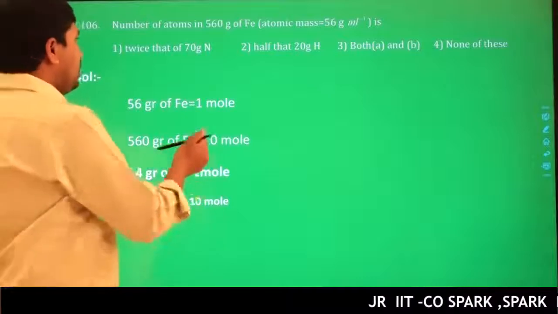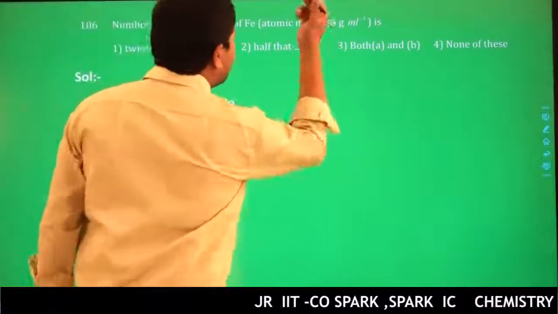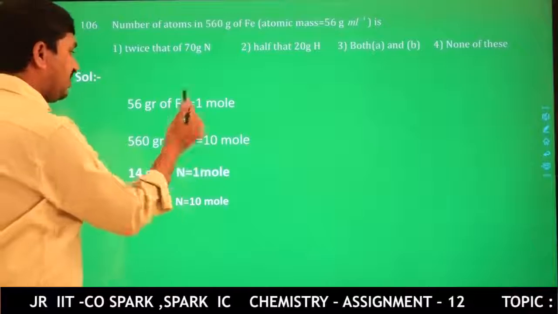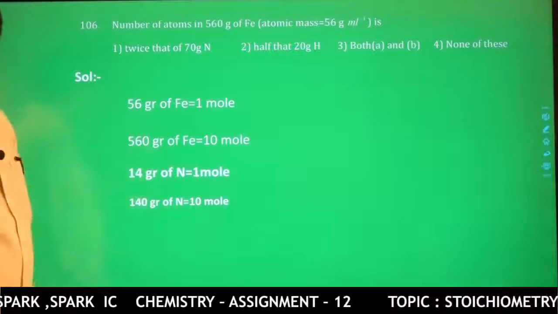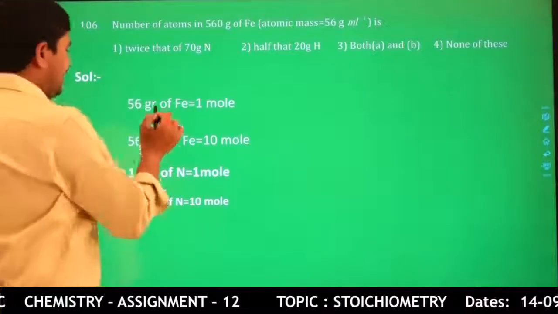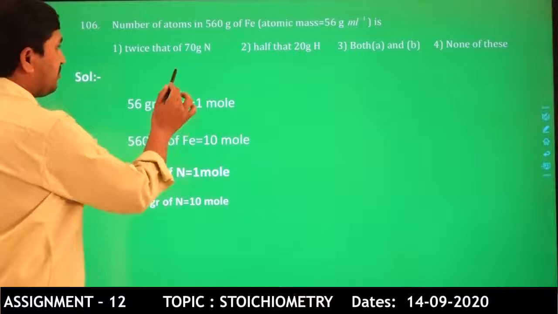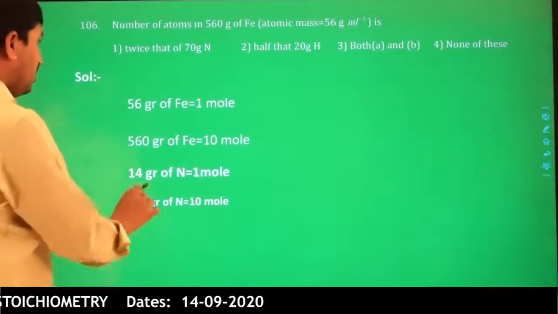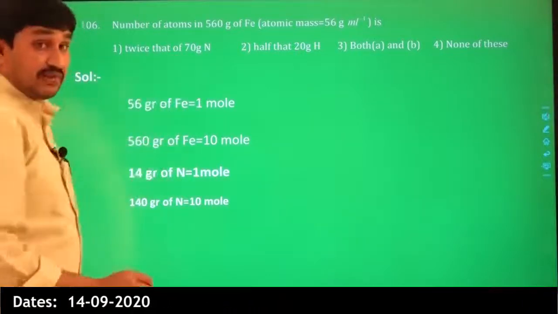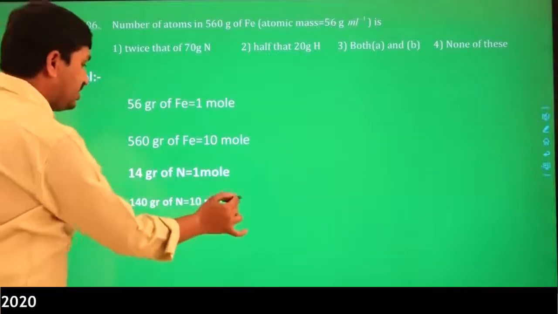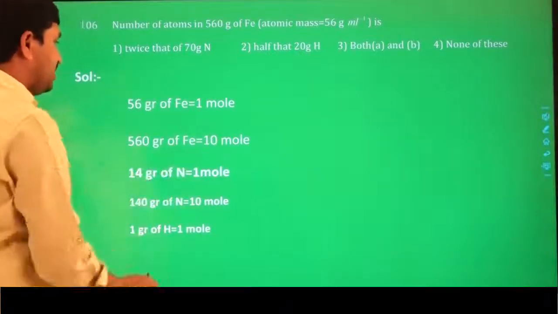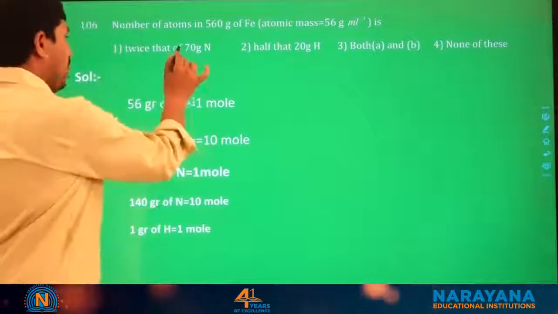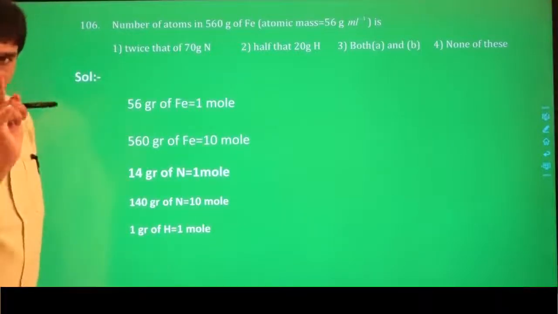Got it? So under STP condition, 56 grams of iron is taken as 1 mole, then 560 grams of iron is equal to 10 moles. In the same way, under STP condition 14 grams of elemental nitrogen is equal to 1 mole. Then twice that of 70 grams means 140 grams of nitrogen, which is equal to 10 moles. Comparing them: 560 grams of iron is 10 moles, and 140 grams of nitrogen is also 10 moles.